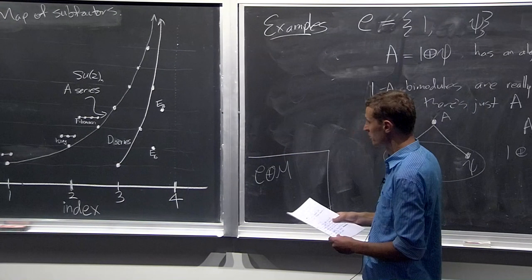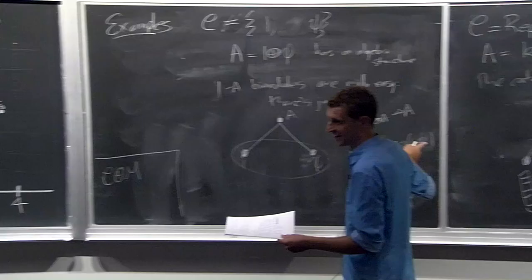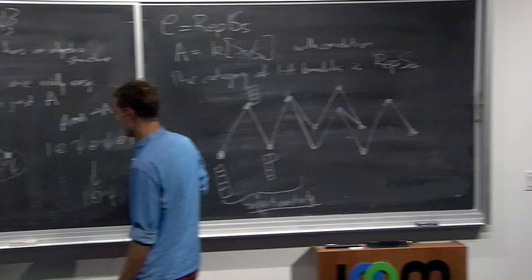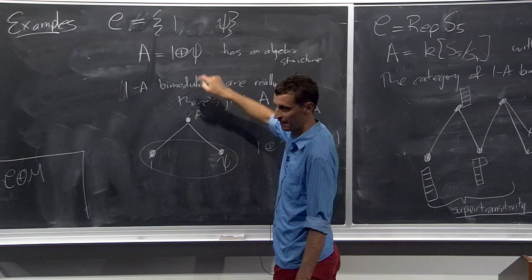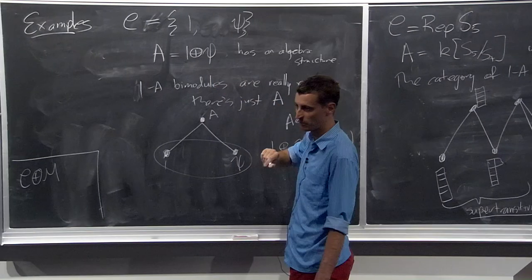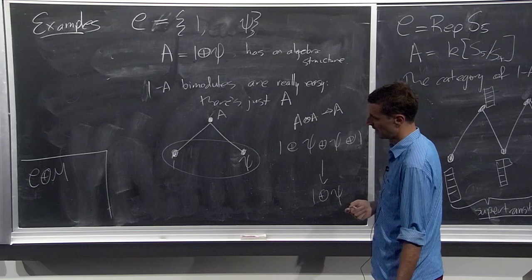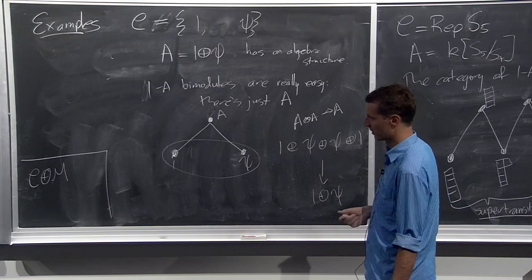The index is the dimension of this algebra object. Here the index was 2, which I could alternatively read off from the adjacency matrix.